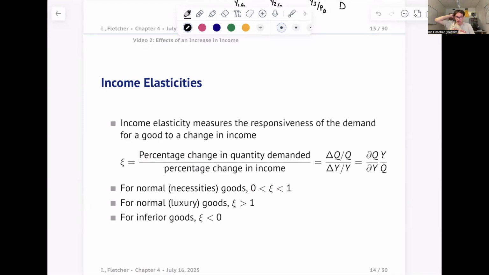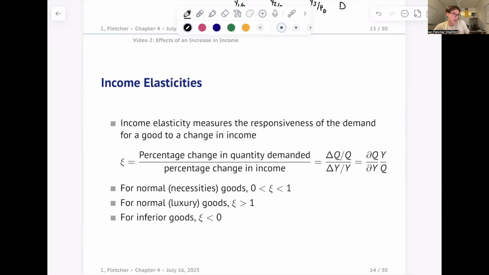But now that we have calculus, we don't have to look at just kind of discrete jumps. We can look at something more impactful, and we can look at y and q, right? And so, I mean, the partial derivative with y and q. And that should help us with these income elasticities here.